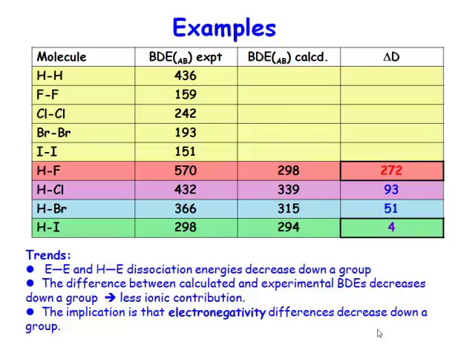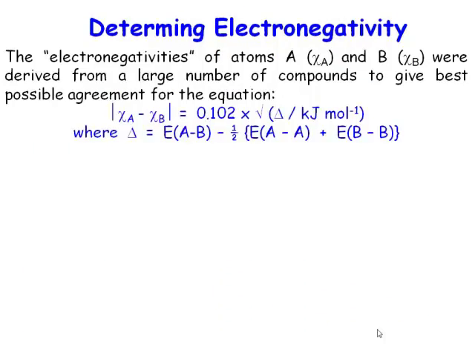The implication of this is that the difference in electronegativity between hydrogen and the halides decreases as you go down the group. The difference in electronegativity must be getting smaller because the difference between the predicted and the experimentally found bond dissociation energies is getting smaller.